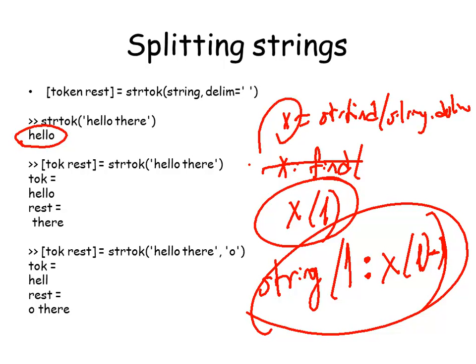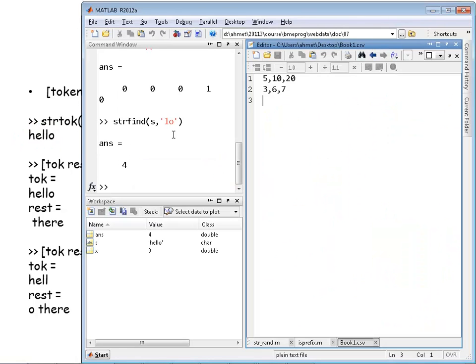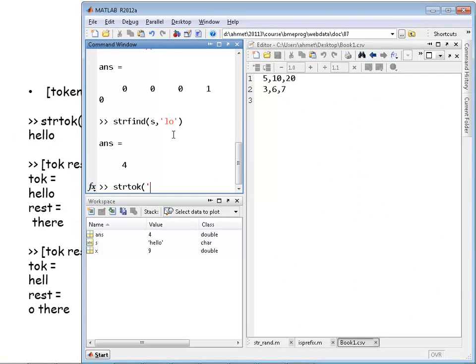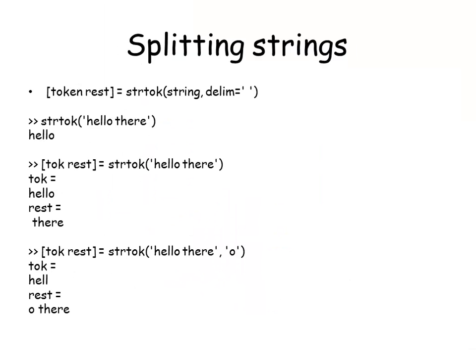Alright, so if the delimiter does not exist in the string, the strtok function will return the entire string, I believe. Let's just check to make sure. strtok hello, comma, x, and you get the entire string. Okay, any questions?